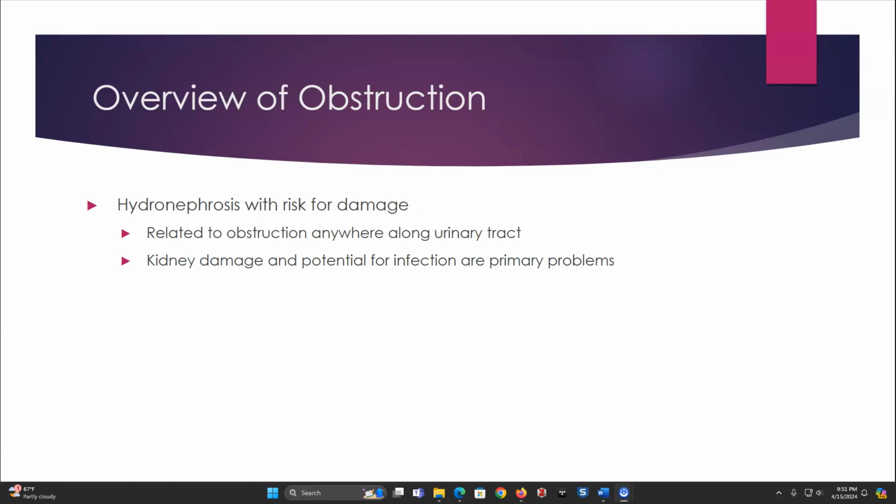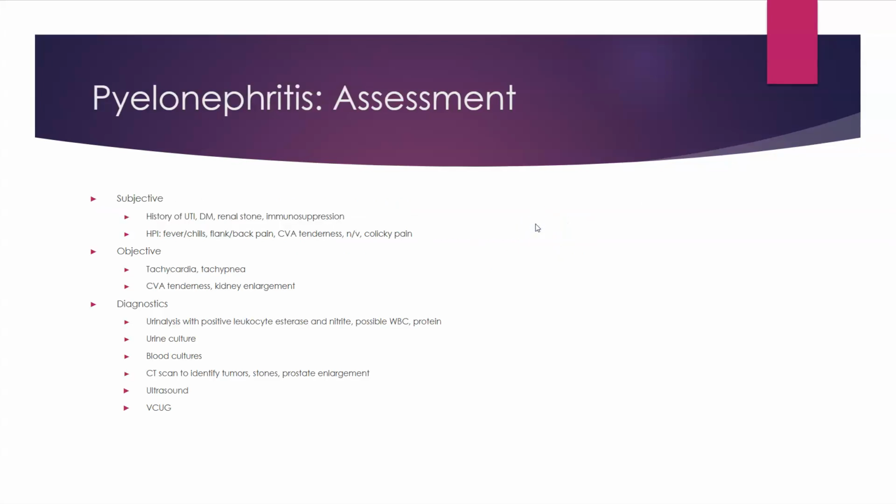So hydronephrosis is a major risk factor for damage to the kidneys, and so somewhere along the line there's an obstruction. So this could be related to kidney stones or pressing on the ureters or anything along that urinary tract. So within this, some of the pyelonephritis assessment that we'll be doing is looking for a history of UTIs, because UTIs can be ascending in nature and can damage the kidneys.